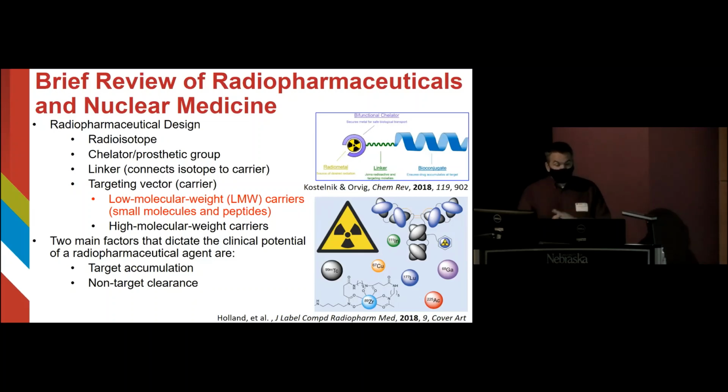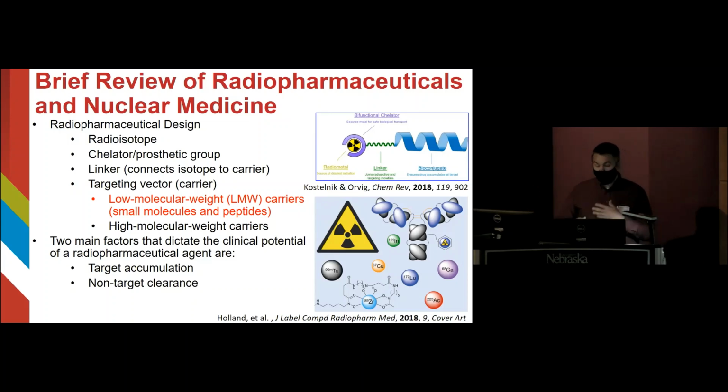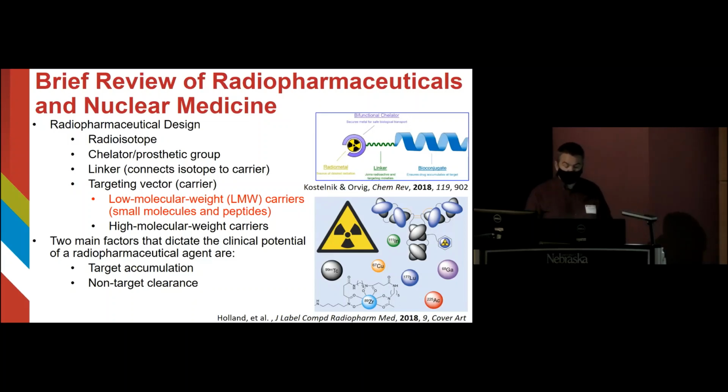Regardless of what you're talking about, there are 2 main factors in radiopharmaceutical design that tell you how good your agent is. That's target accumulation, how much you can get to the target, or the tumor in this case, and non-target clearance, how well it clears from the background. That's going to affect your imaging as well as your overall therapy. Together, we use these values as tumor-to-non-target ratios to judge the performance of our drugs.